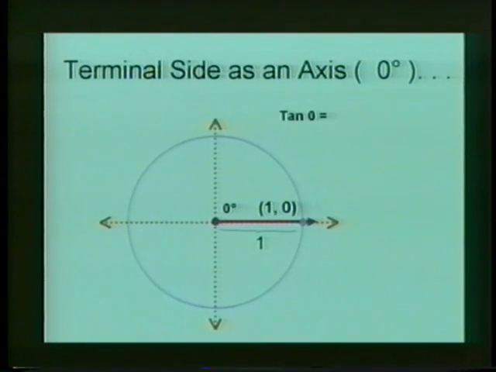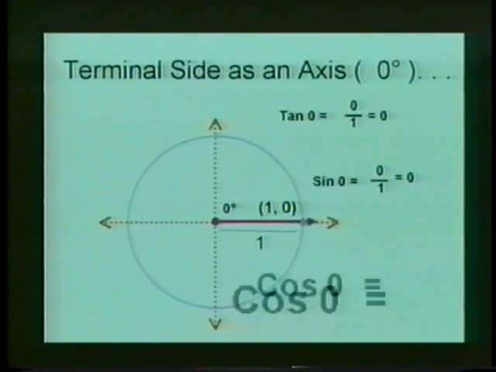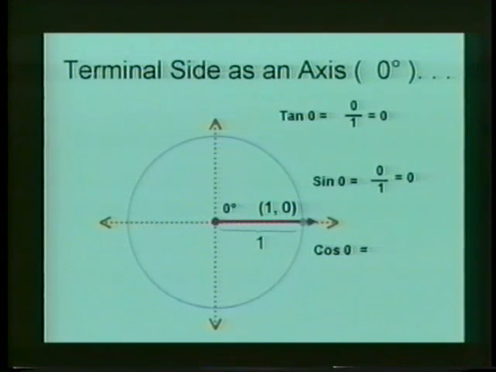So if you try to find the tangent of 0 degrees, the opposite, or the y, would be 0, and the adjacent would be 1. That's why the tangent is 0. The sine, once again, involves the opposite, which is 0 over 1. 0 over anything is going to end up being 0. The cosine is going to be the adjacent, which is 1, and the hypotenuse of this very flat triangle is also 1. So the cosine of 0 degrees ends up being 1.